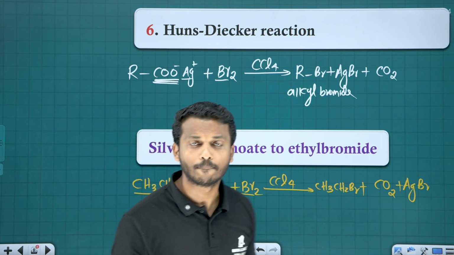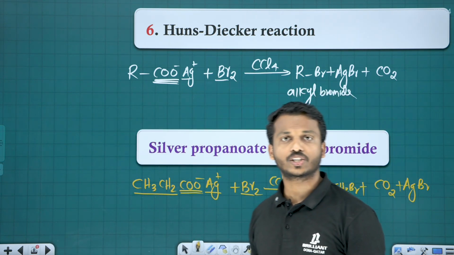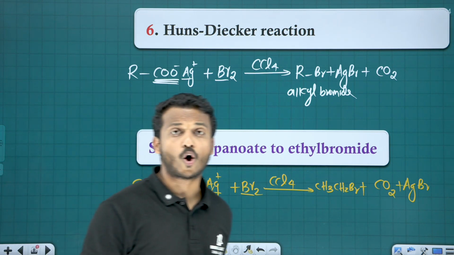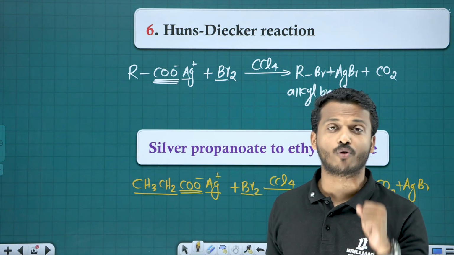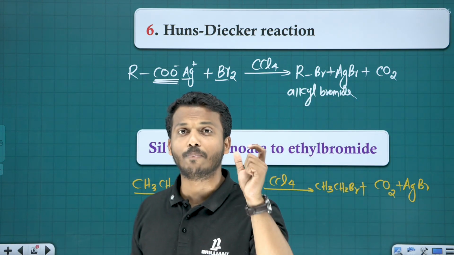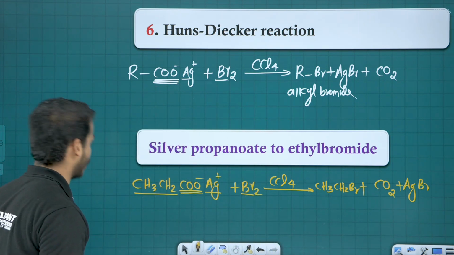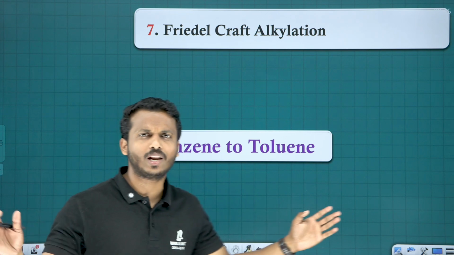So ready, my dear? So what is Hunsdiecker reaction? Silver salt of a carboxylic acid treated with bromine Br2 in CCl4 medium, you get an alkyl bromide. It is called which one? Hunsdiecker reaction. Let's go for the next, a very familiar reaction to you.